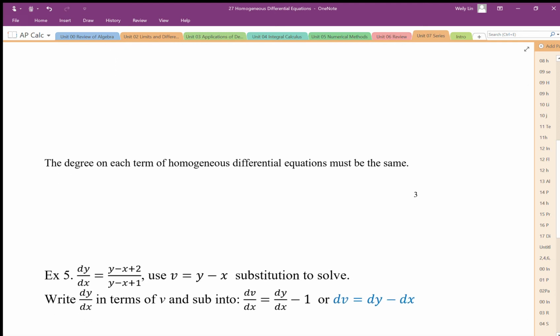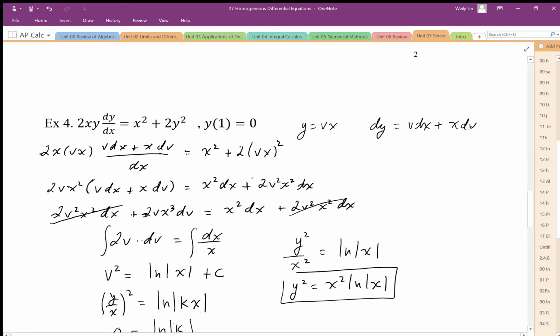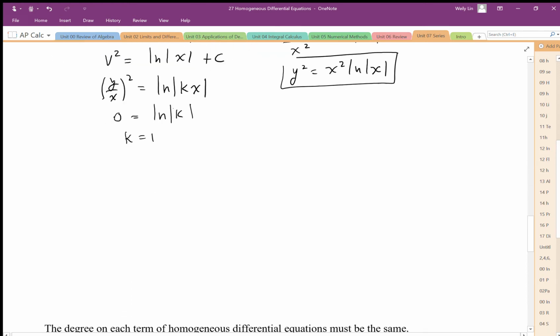Okay, so for that last problem, we want to make sure that the degree on each term of the homogeneous differential equation must be the same. So again, notice here the degree on that term is degree 2, degree 2, degree 2, and that is kind of an indication that we can apply this homogeneous substitution.